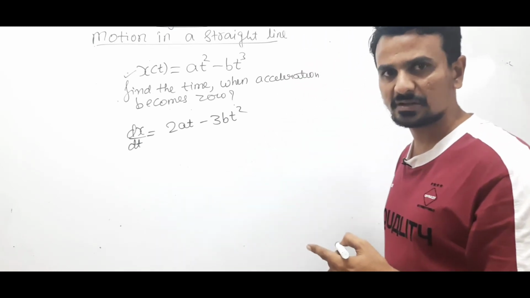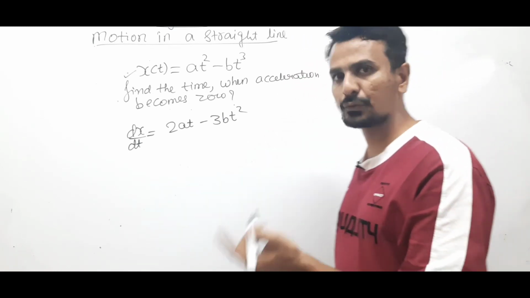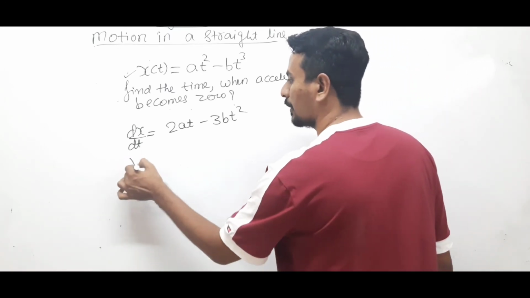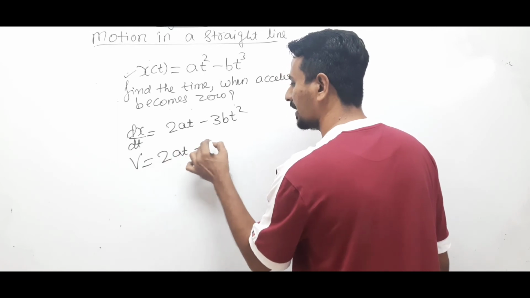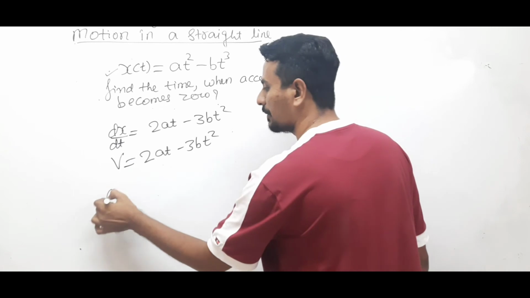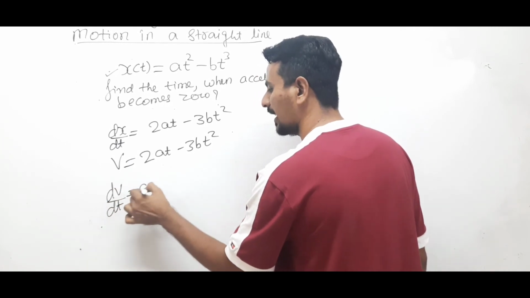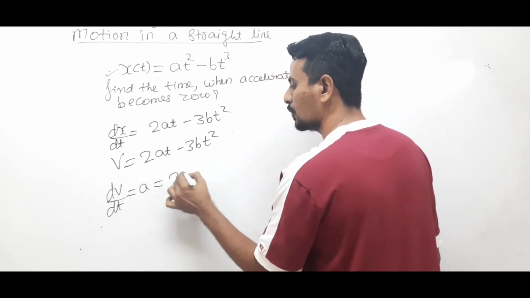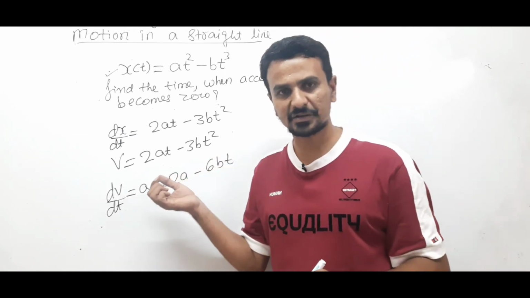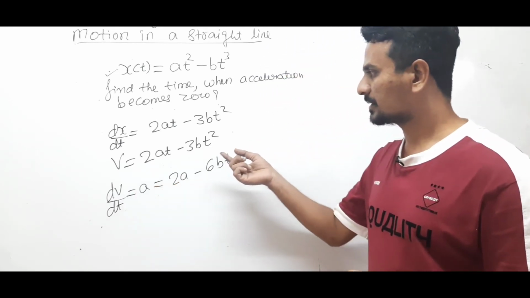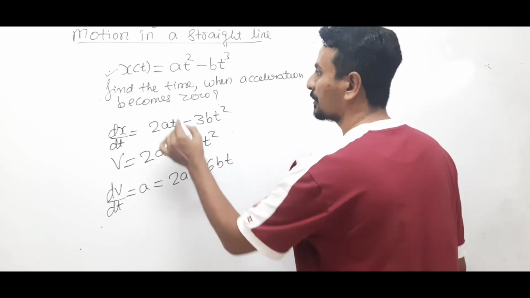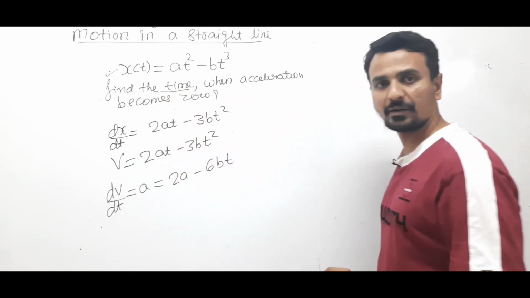Right? a is constant, the differentiation of t square is 2t, minus b is constant, differentiation of t cube is 3t square. So velocity is equal to 2at minus 3bt square. Let us differentiate again. So dv by dt, which is acceleration a, equals 2a minus 6bt. 2a is constant, differentiation of t with respect to t is 1, 6b is constant... differentiation of t square is 2t. So now we have been told to calculate the time when acceleration becomes 0.